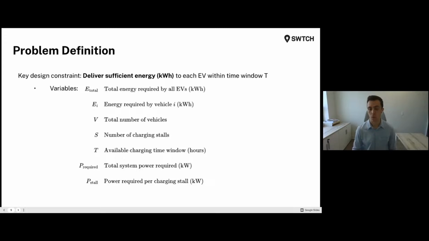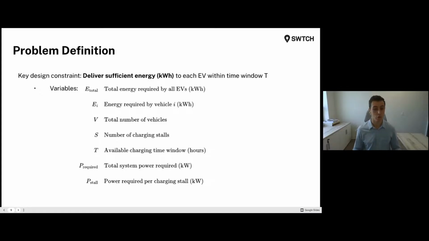So there's one, the energy required per vehicle and per individual vehicle. There's the total number of vehicles. There's the number of charging stalls. There's the time T, which is our available charging window. So this could change for a commercial building versus a multifamily building.